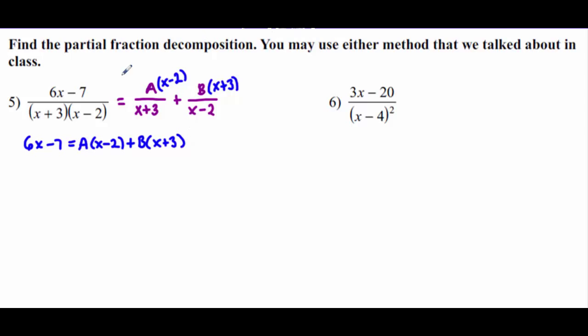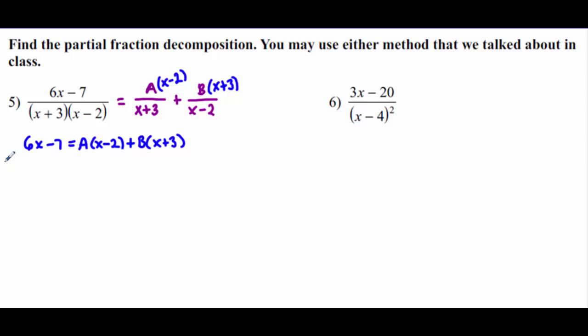Now there's two different ways to go about this. One way is to distribute a and b and then put 6x together with, in this case it'd be ax and bx. You do 6x equals ax plus bx. You do -7 equals whatever the other two things are, and then that's a system of equations you can solve using like elimination or something like that.